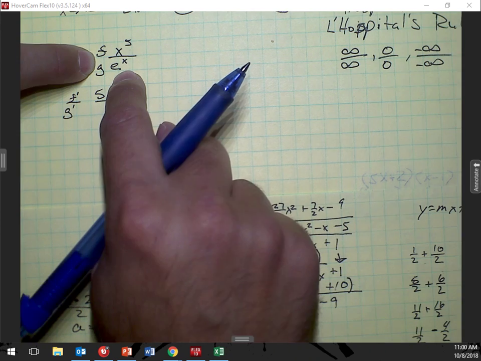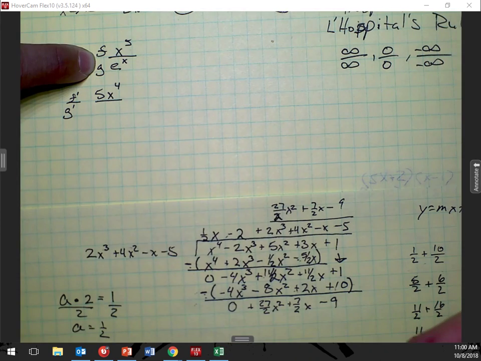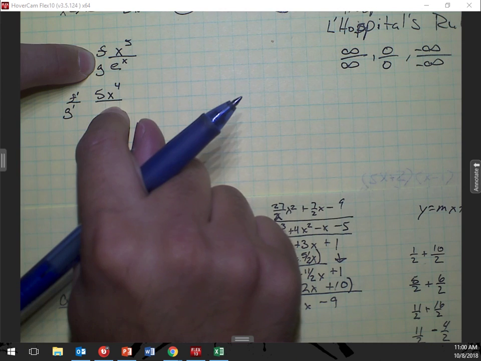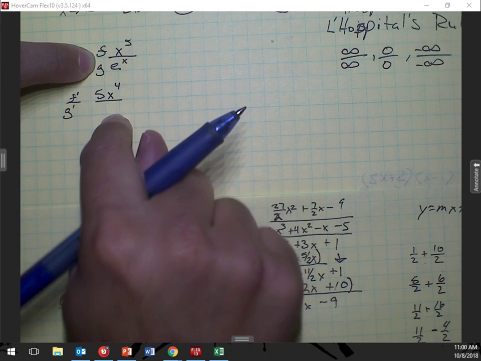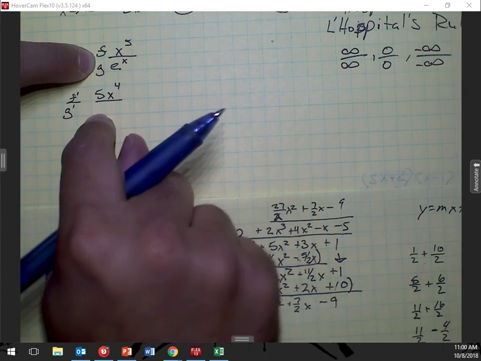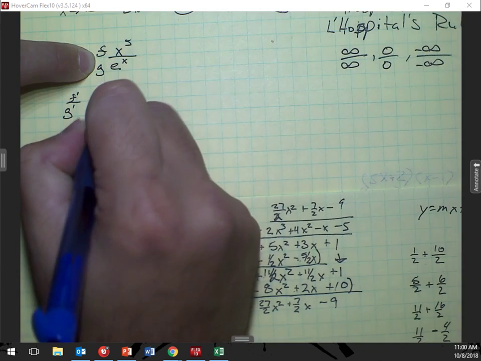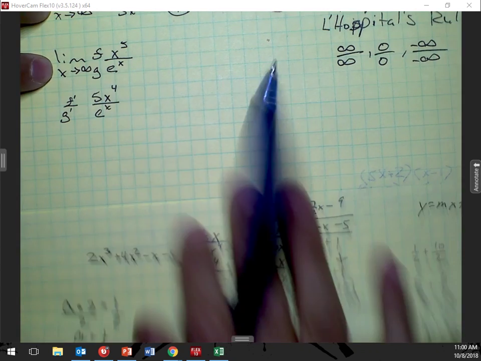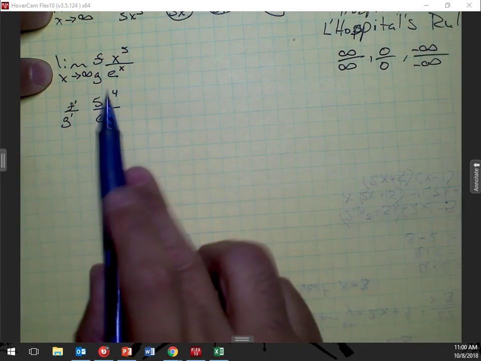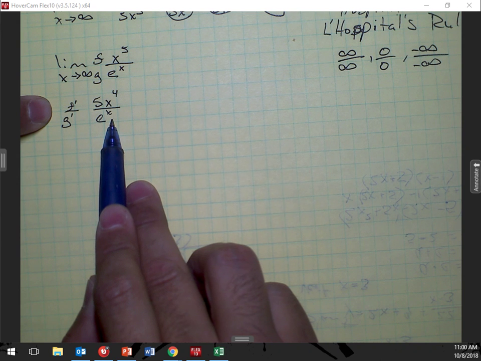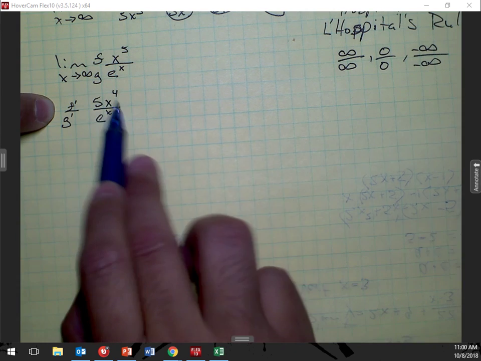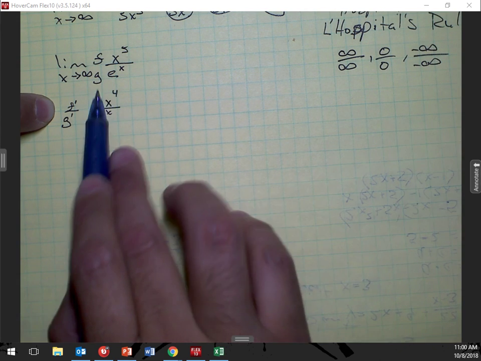The integration of e to the x is e to the x plus c, right? Okay. Anyway, you're going to have e to the x anyway. So now the first derivative of e to the x is just e to the x. Now, can I plug in infinity now? No. Is that going to give me infinity over infinity again? Yes, it's going to give me infinity over infinity, isn't it? So since it's infinity over infinity, that means I could do it again.